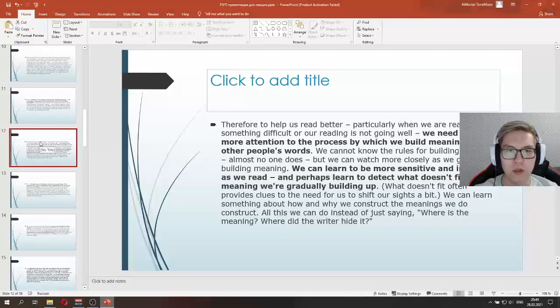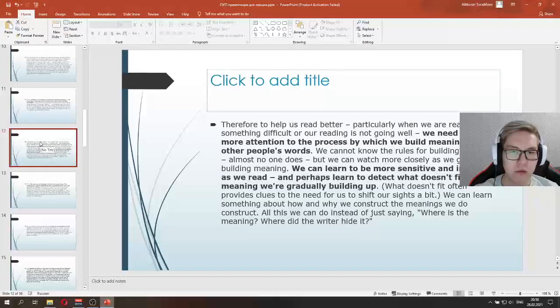Therefore, to help us read better, particularly when we are reading something difficult or our reading is not going well, we need to pay more attention to the process by which we build meanings out of other people's words. We cannot know the rules for building meaning, almost no one does, but we can watch more closely as we go about building meaning. We can learn to be more sensitive and insightful as we read, and perhaps learn to detect what doesn't fit the meaning we're gradually building up.